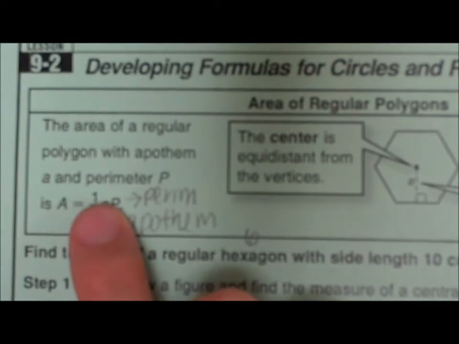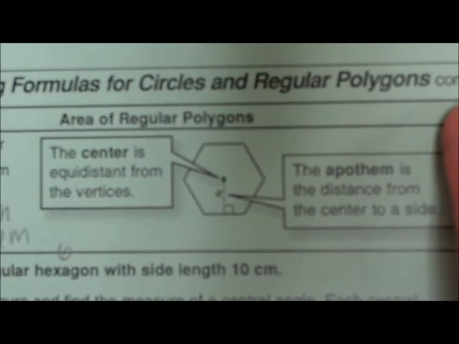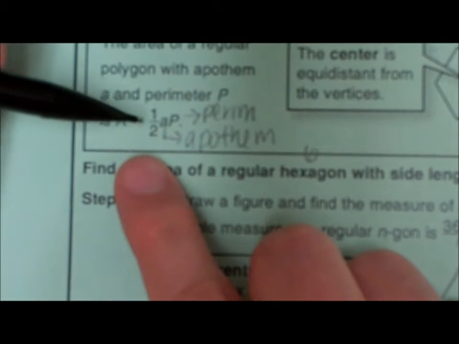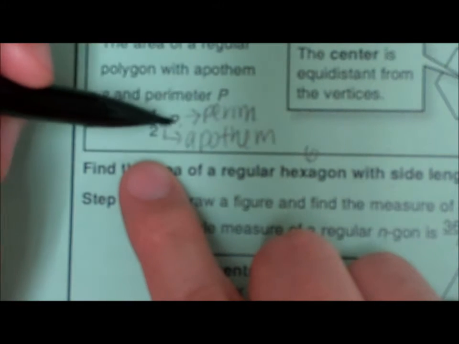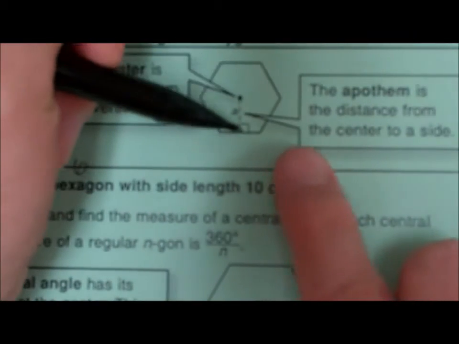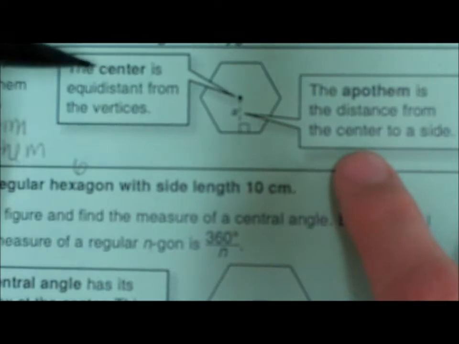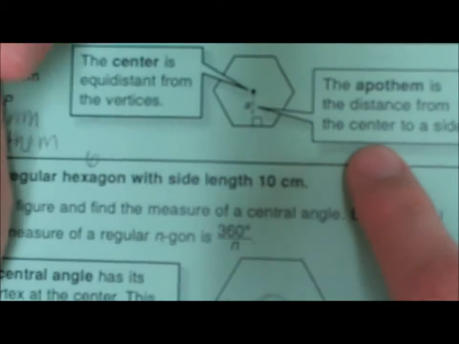Okay, for 9.2, we are developing formulas for circles and regular polygons. The equation is A equals 1/2 AP, where A stands for the apothem, P stands for the perimeter. The apothem is the distance from the center to a side. The center is equidistant from every vertex.